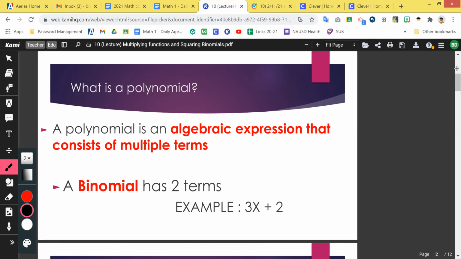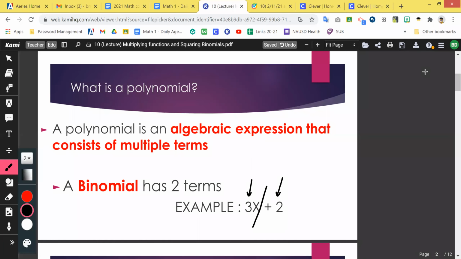A term is separated by a plus or a minus sign. So right here, we have 3x, that's one term, and then positive 2, that's going to be our second term. Really important for today's work when we're separating terms, remember that they're separated by a plus or a minus. Okay?